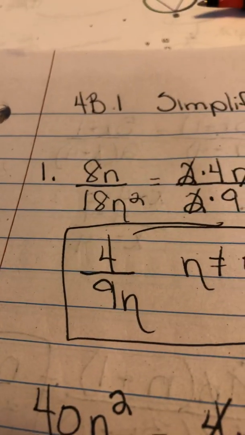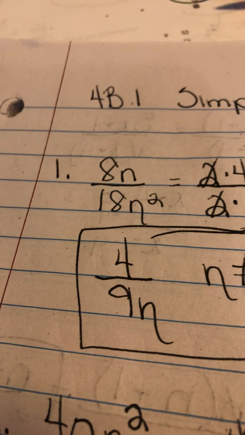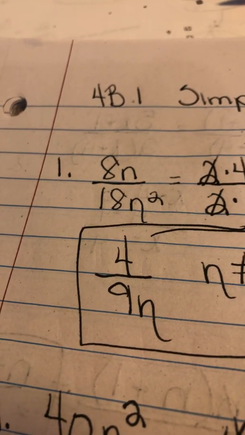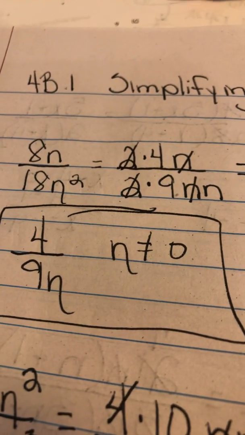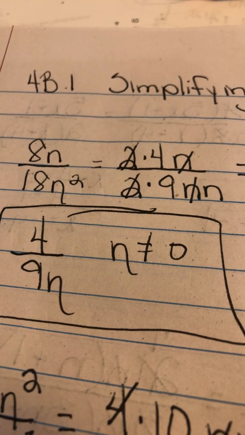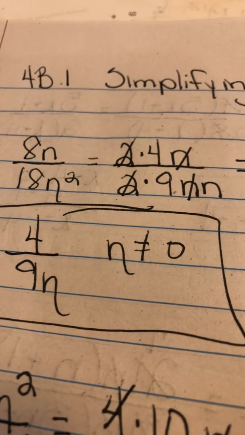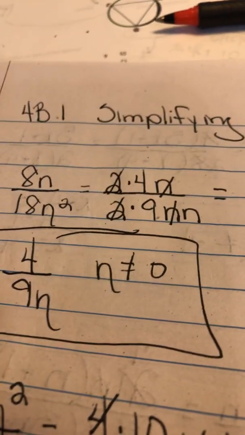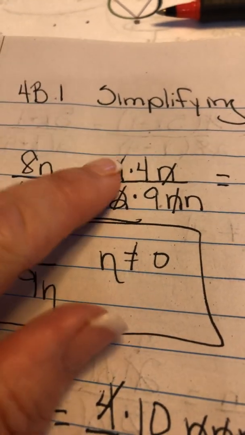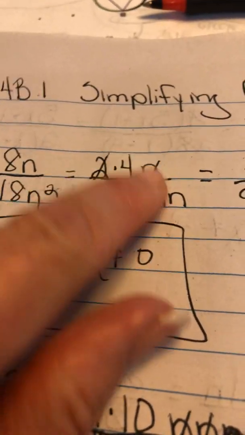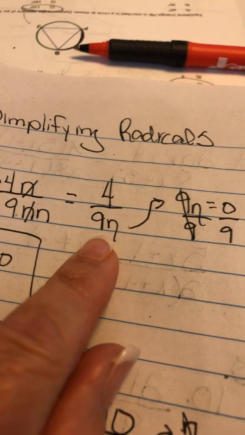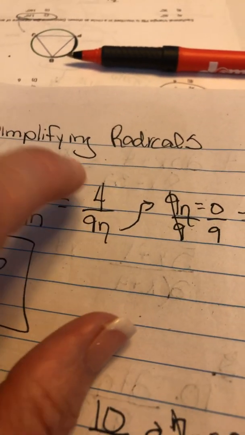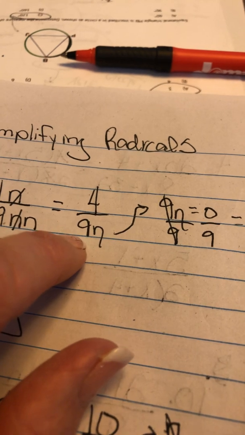Now, basically what you're going to do is find the highest value that will divide into both 8 and 18, which is 2. So what I've done is I've taken the factors of 8n, which is 2 times 4 and then n, and then I've taken the factors of 18n squared, which is 2 times 9, and then n and n for the n squared. I've canceled out the 2's, and I've canceled out one n, and what we're left with is 4 over 9n. So I've written that out. So we've simplified this as low as it can go, because there's not a value that will divide both into 4 and into 9.